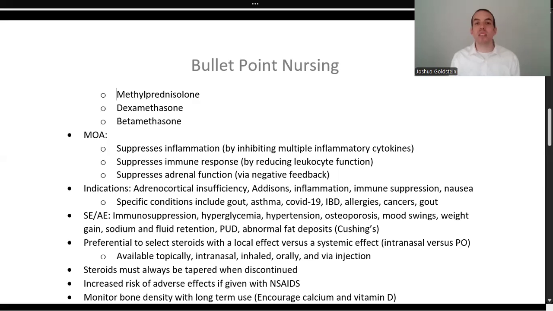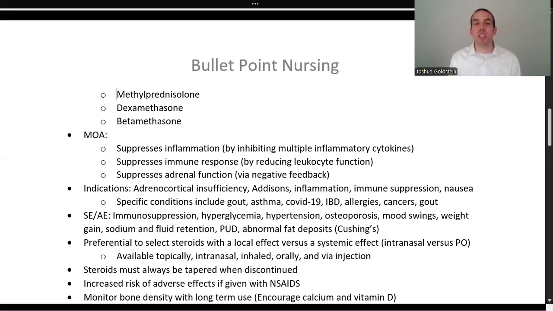And this is the reason why, because of that negative feedback of the adrenals, the whole way it suppresses the adrenals is because we're giving so much that the adrenals say, my job here is done, I'm out. Next, this medication does have an increased risk of adverse effects, specifically GI bleed and peptic ulcer.